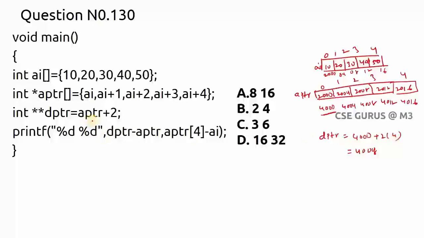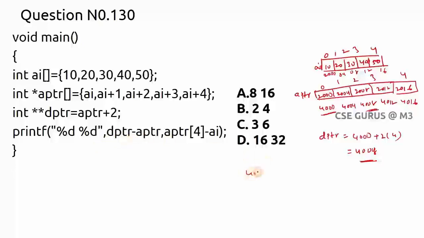This point we have to remember. That means it goes to the address of the index 2. What is the address of index 2? 4008. So that is the dptr value, that is 4008. Now if you see, what is the address of dptr?